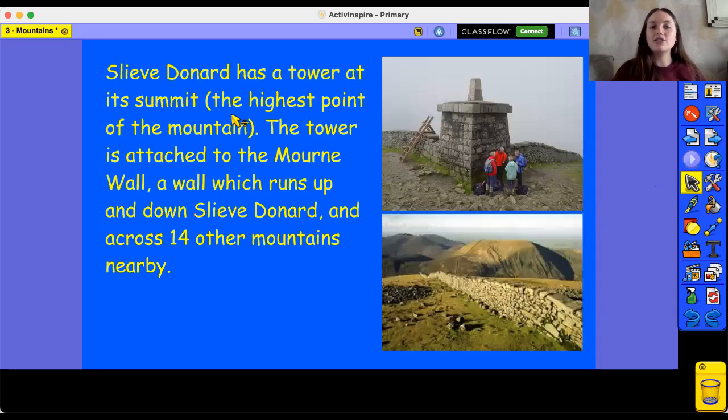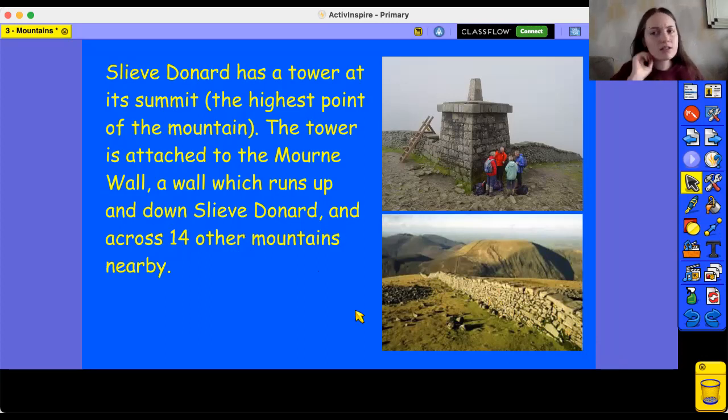Sleevedonnard has a tower at its summit, the highest point of the mountain, and there you can see a picture of it. And the tower is attached to the Moonwall. There's a picture of the Moonwall. The Moonwall runs up and down Sleevedonnard, so it goes up one side of the mountain and down the other side of the mountain. And it's such a long wall that it also crosses 14 other mountains nearby. 14. So it's a very long wall that goes up and down 15 mountains altogether, including Sleevedonnard.